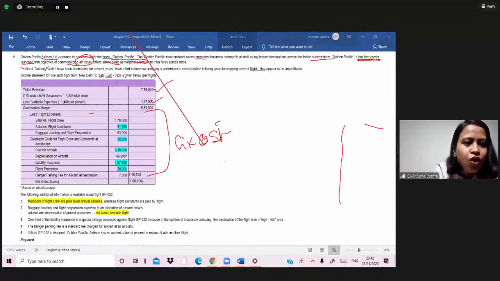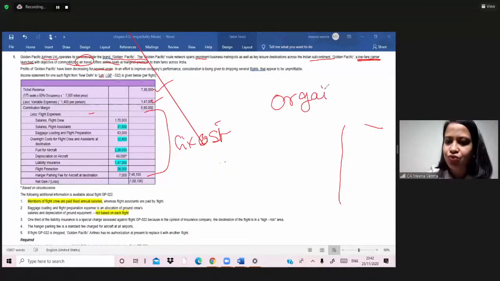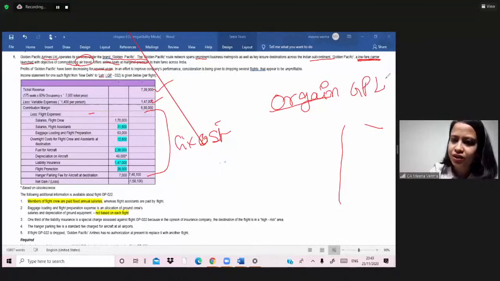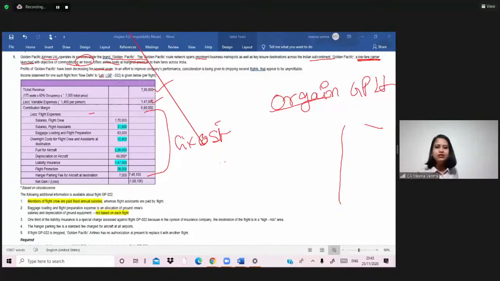Now the profit of Golden Pacific has been decreasing for several years. See, they are talking about the entire organization first, Golden Pacific Limited. They are saying that for a few years their profit is decreasing. Now they are trying to analyze why the profit is decreasing for the organization. For example, Indigo, a big organization, is trying to find out the reason why the profit is decreasing so much.